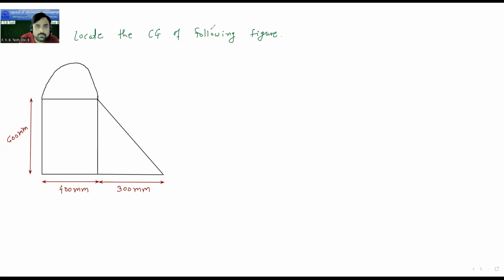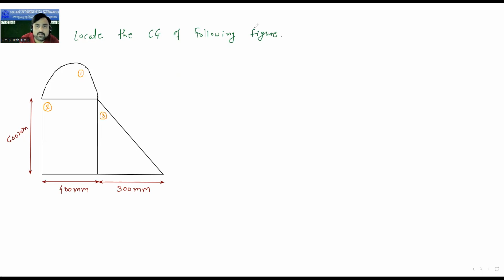So here, first of all, what we will do, we will divide the figure into some known areas. So I will call this rectangle or this semicircle as my area 1, this rectangle as my second area, and this triangle, right angle triangle, is my third area. Okay. These are my areas, first, second, and third.